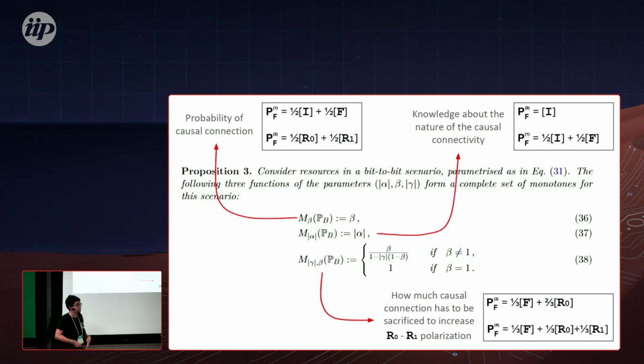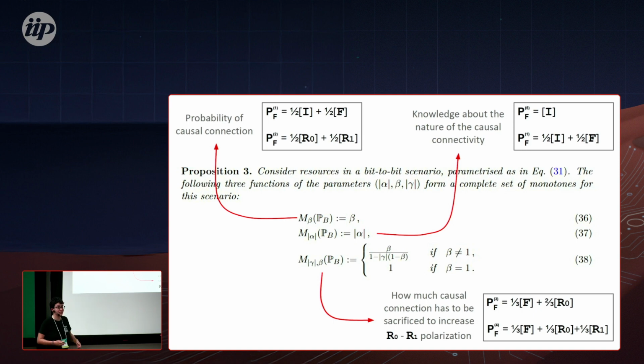So then in this resource theory, we have 1 monotone that quantifies how sure you are that you have causal influence. A second monotone that tells you how much knowledge you have about the precise nature of the causal influence. And the third one is a trade-off between causal influence and knowledge of the reset to 0, reset to 1. So this is why we call it the resource theory of knowledge of causal influence.